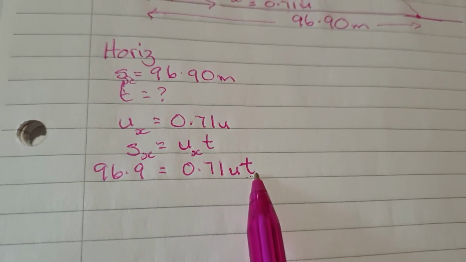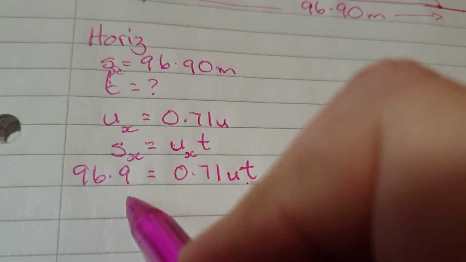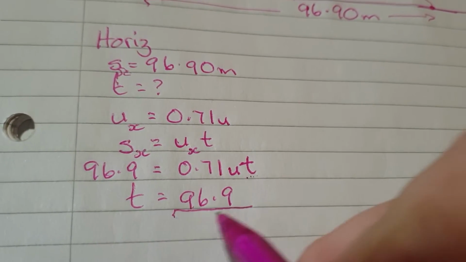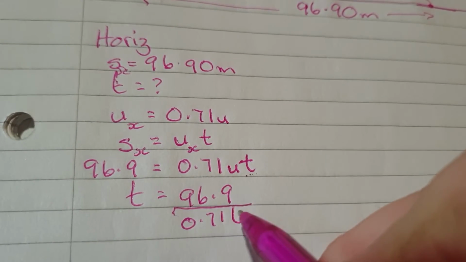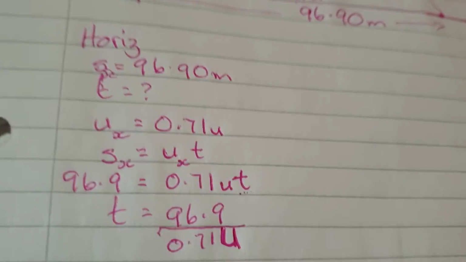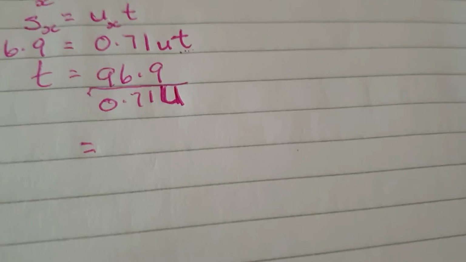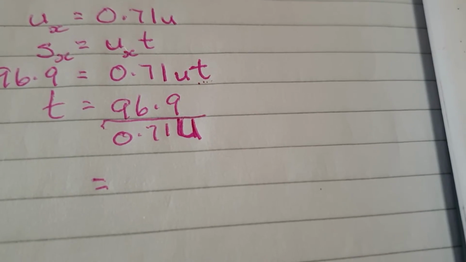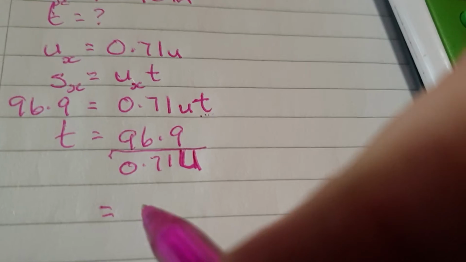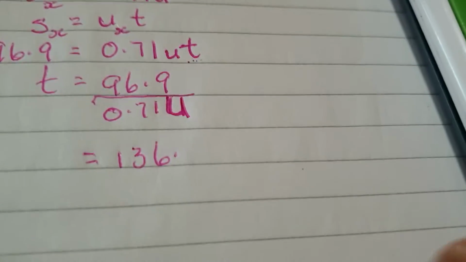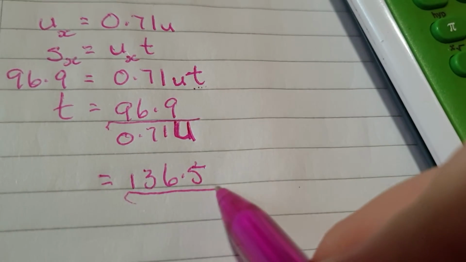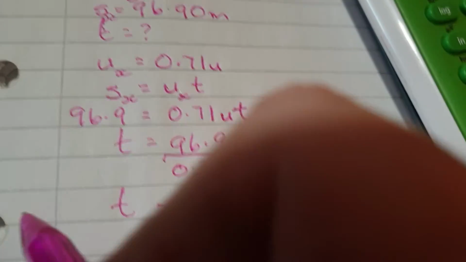So I want to get some sort of a value for t. If I rearrange this, I would get t equals 96.9 divided by 0.71 U. I nearly wrote t. U. And that's going to require a calculator. So I've got 96.9 divided by 0.71, which gives me 136.5 over U. Now that's the total time.